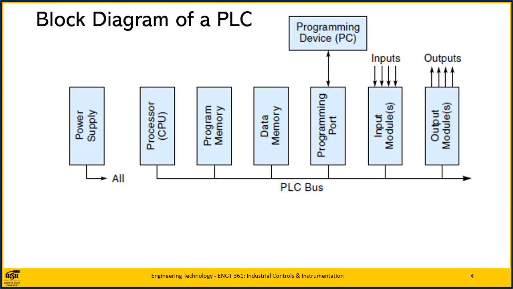The block diagram for a PLC is shown and includes the fundamental parts found in any microprocessor system, as discussed in Module B earlier in the semester. These major functional blocks are explained next.